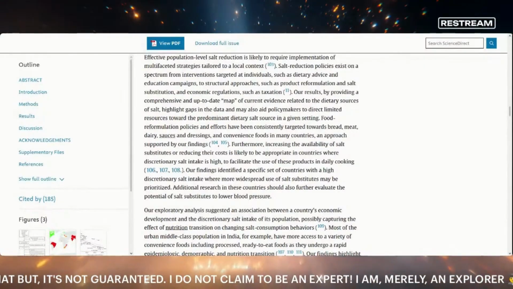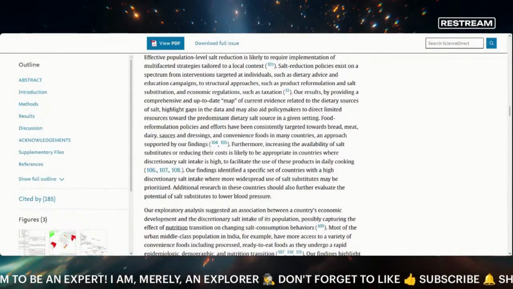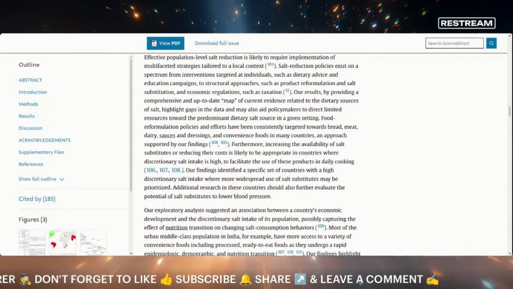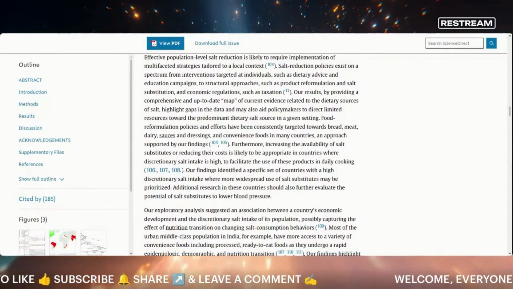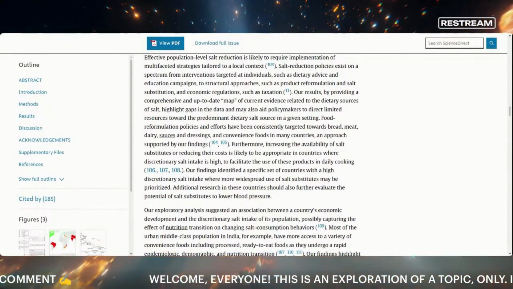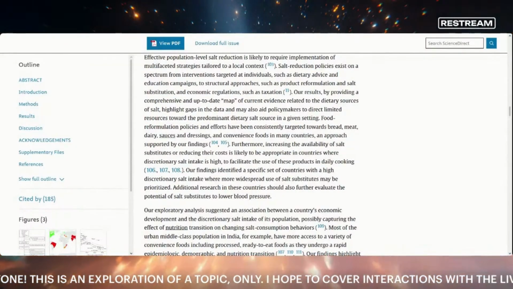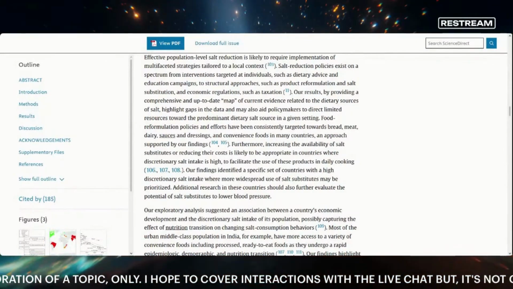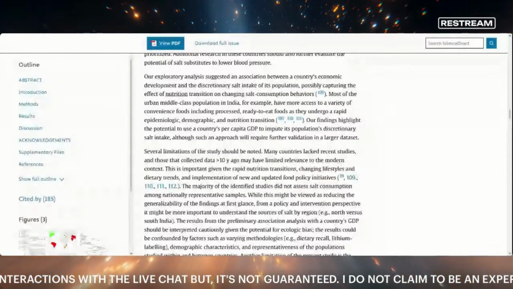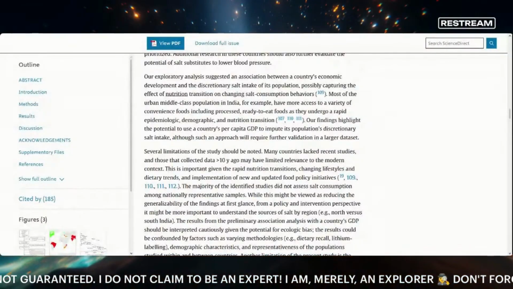Our findings identified a specific set of countries with a high discretionary salt intake where more widespread use of salt substitutes may be prioritized. Additional research in these countries should also further evaluate the potential of salt substitutes to lower blood pressure. Our exploratory analysis suggested an association between a country's economic development and the discretionary salt intake of its population, possibly capturing the effect of nutrition transition on changing salt consumption behaviors.